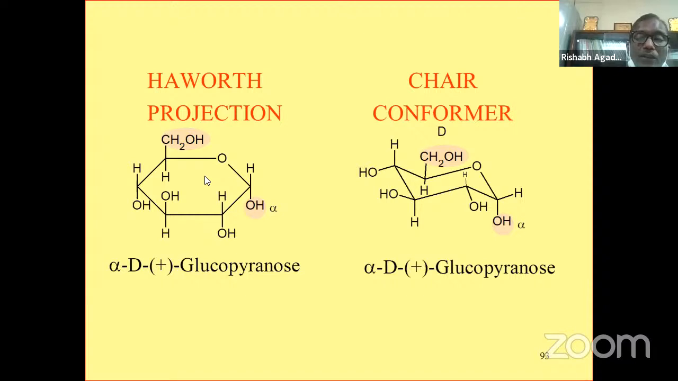So at the first point the hydroxy group below the plane of the ring again goes below the plane of the ring, but with an axial orientation, correct? Then for the second, third, fourth, fifth, all will match. Whatever groups are below in Haworth will also go below in the chair conformer, and above in Haworth is the same in the chair conformation. So that is the correlation, and the molecule will be called alpha-D-glucopyranose. So I hope you are getting the things.